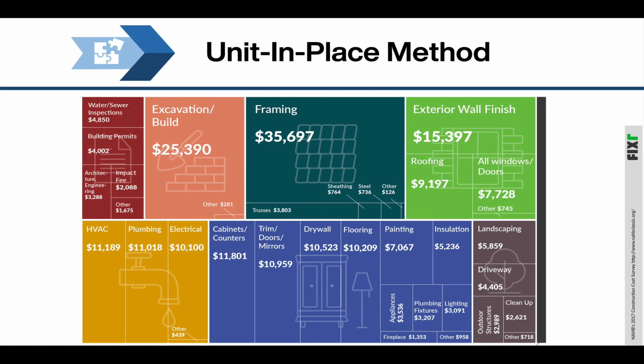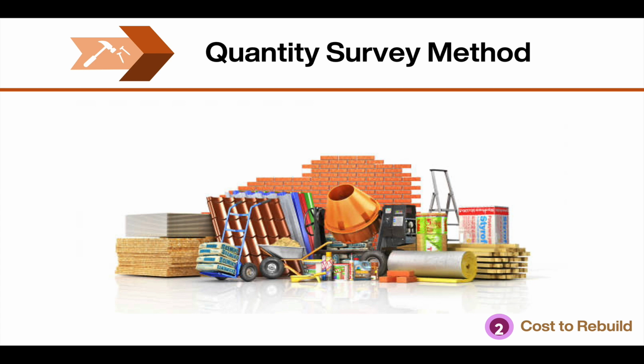The unit in place method estimates costs by pricing out the necessary materials for the different systems of the house. For example, the foundation may cost approximately $25,000, the framing $35,000, and the plumbing, HVAC, and electrical systems about $11,000 apiece. The quantity survey method is the most detailed of the pricing methods, and also the least common.